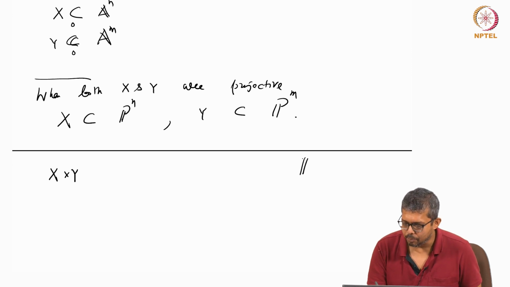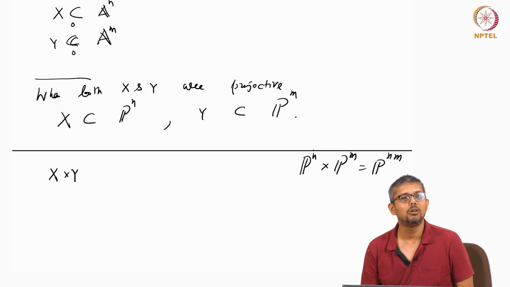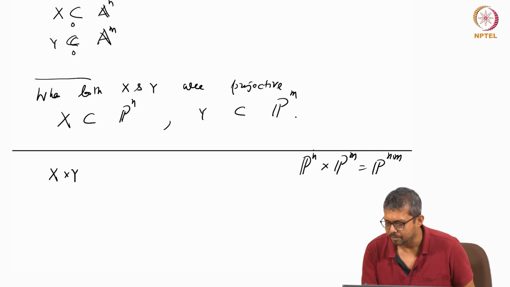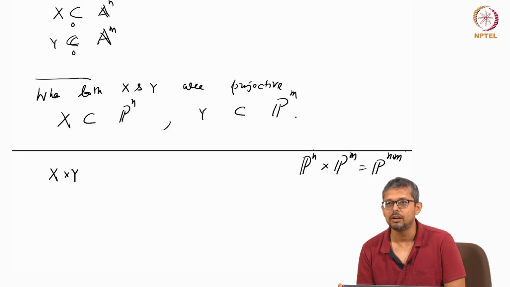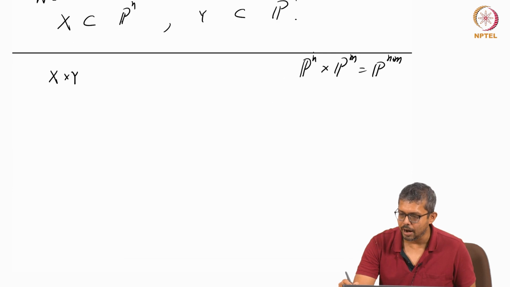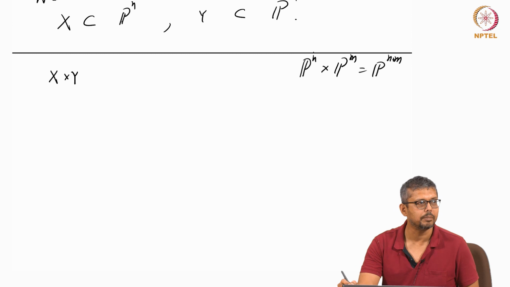See, but the problem here is that P^n cross P^m is not P^(nm), or n plus m, which was true in the case of the affine. This is not true. So how do you do that? To do that, you need to use something which is called the Segre embedding.